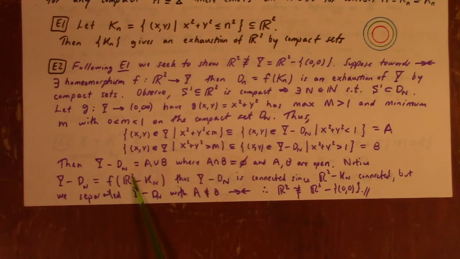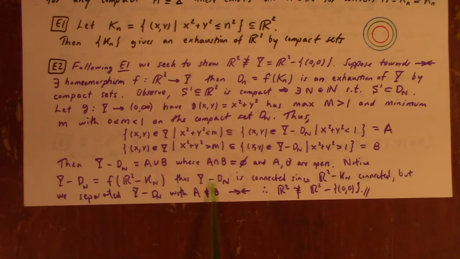So, ignoring the part I'm confused about, we have that Y minus Dn is the union of A and B, where it's clear enough that A and B are disjoint. They don't meet. And it's also clear enough that they're open. But on the other hand, if we look at Y minus Dn, it's f of R2 minus Kn, by just properties of functions and sets, images of sets and complements and such.